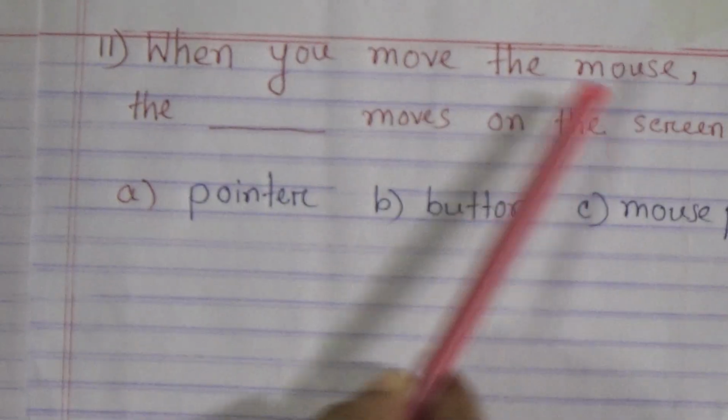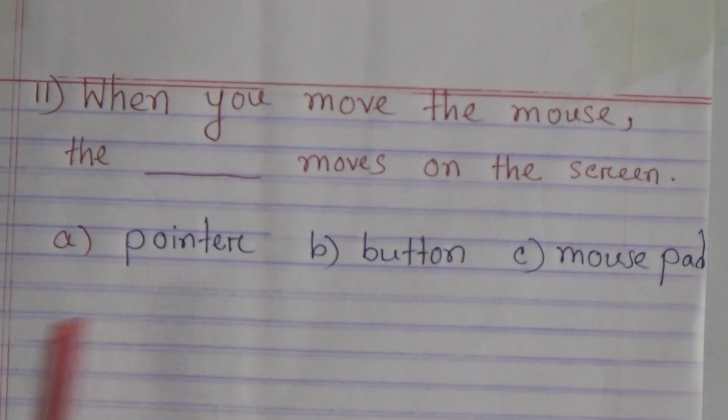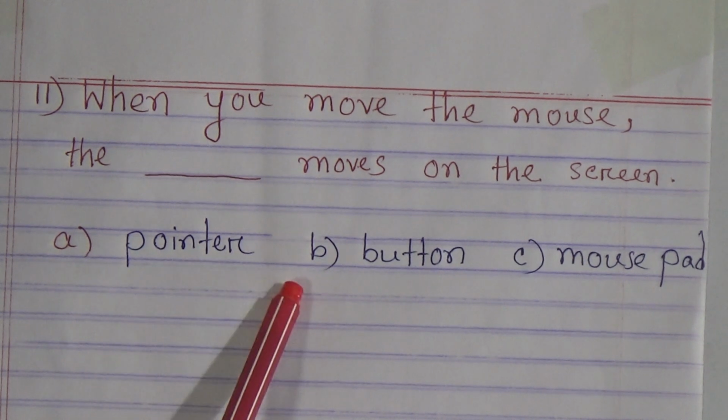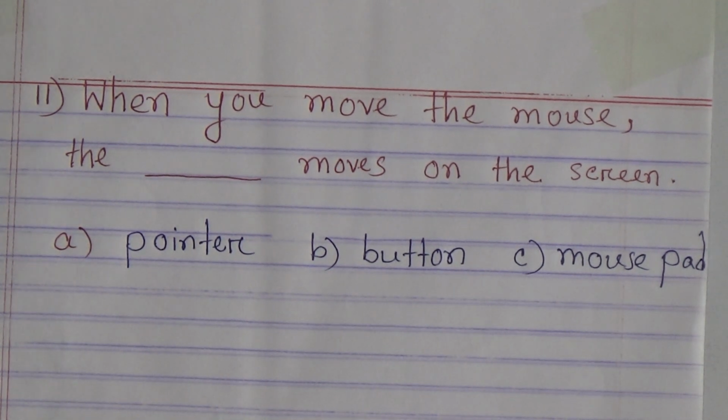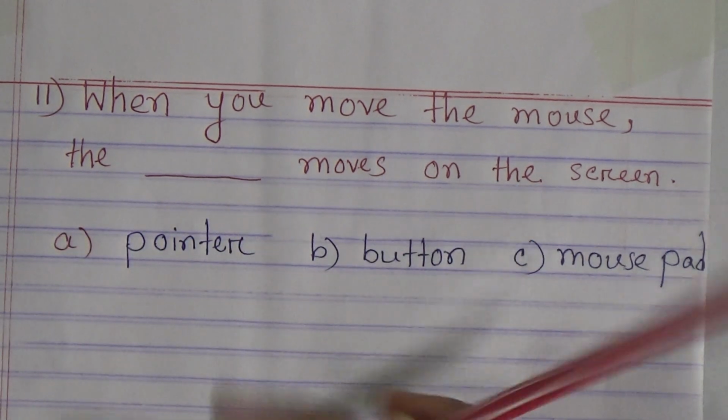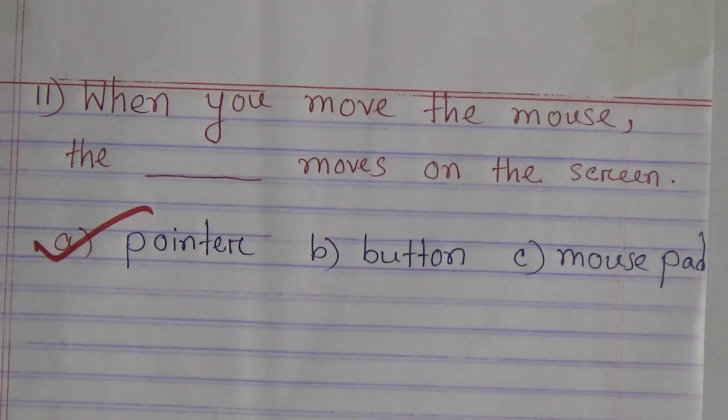Number 11. When you move the mouse, the dash moves on the screen. A pointer, B button, C mouse pad. When you move the mouse, the pointer moves on the screen. The correct answer is A, pointer.